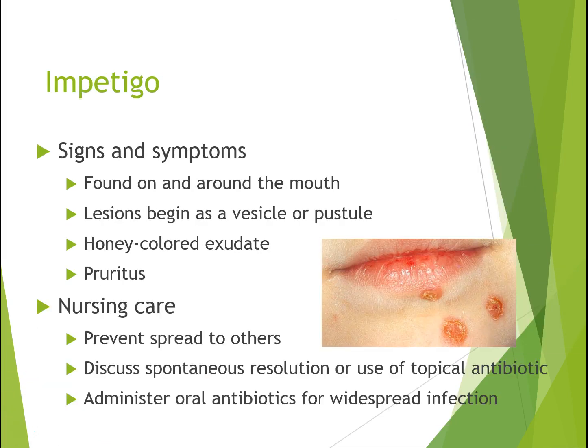Impetigo is a common problem with the pediatric population, found on or around the mouth. Some of them can be pretty significant. They begin as a vesicle or a pustule. They can have honey-colored crusts from the exudate. They can be very itchy. It's contagious and can spread to others, so definitely educate the families about that. Good hand washing helps prevent the spread. Oral antibiotics are going to be necessary, and sometimes topical antibiotics as well.